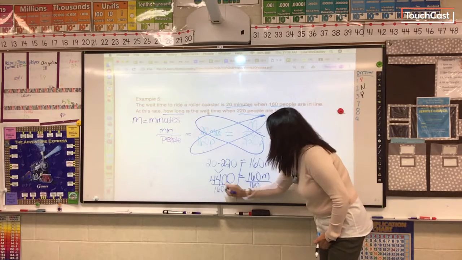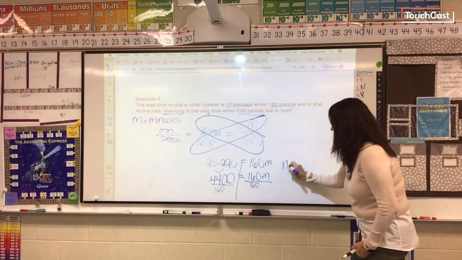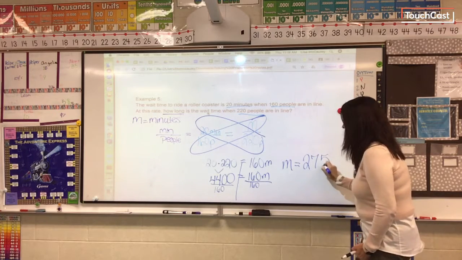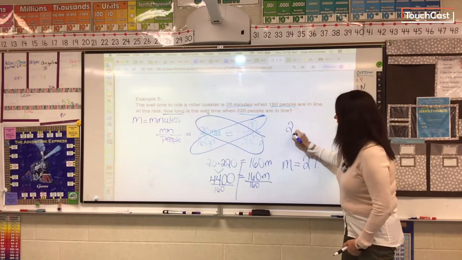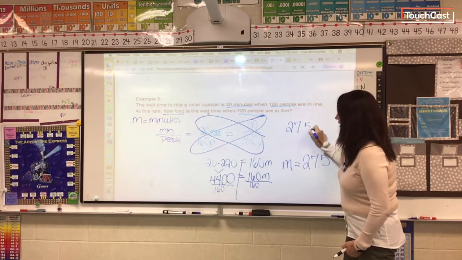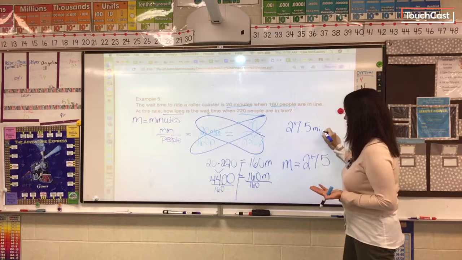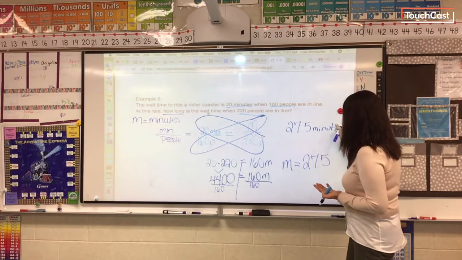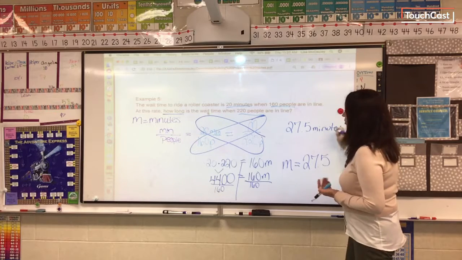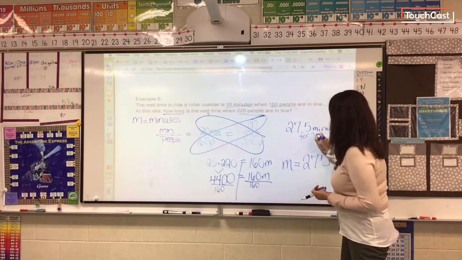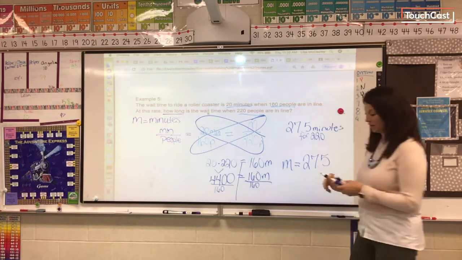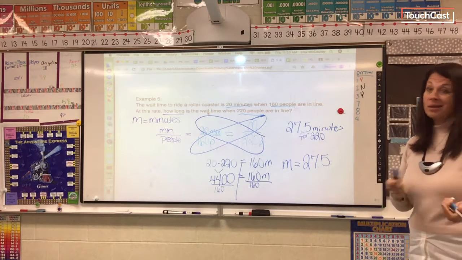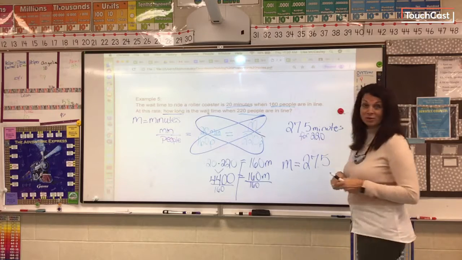And M equals what, Ms. Hughes? 27.5. So that means it will take 27.5 minutes, okay, so 27 minutes and 30 seconds for 220 people in the line. So that means if you go to Great America and there are 220 people in this line, you're waiting about a half an hour to ride this ride. So hopefully it's a good one.